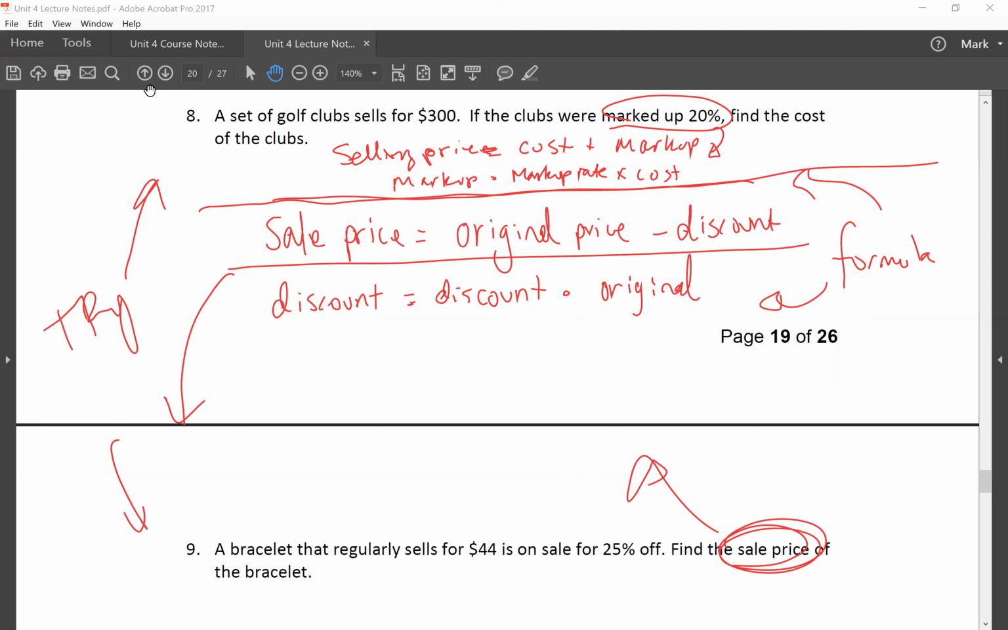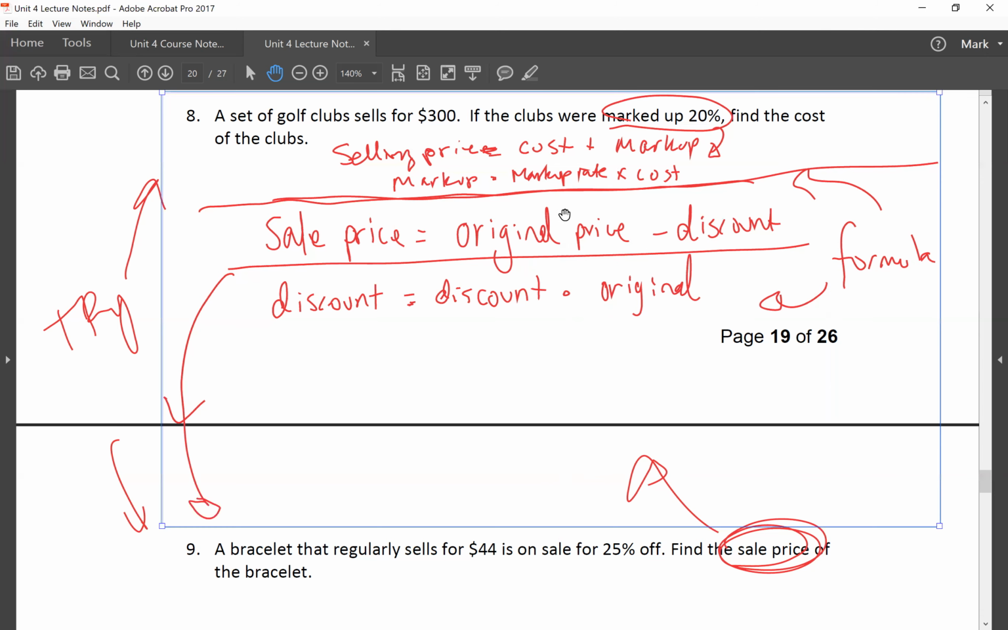I was just talking for like a minute and I was muted. Did anybody get number 9? I see Asma got number 8, which is 250. I'll agree with you. I'll do the math in a minute. Did anybody get number 9, the sales price of the bracelet? I'm just going to get rid of my writing here.